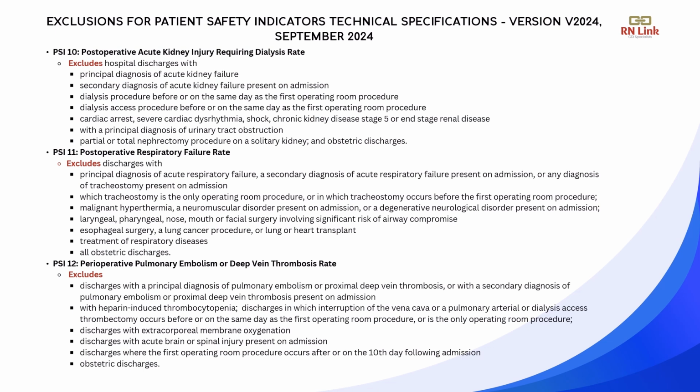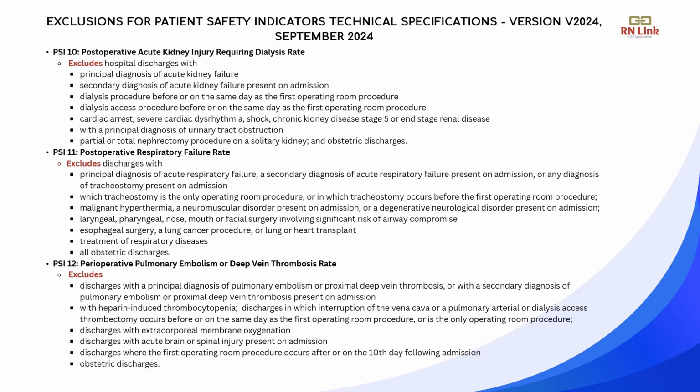Excludes discharges with a principal diagnosis of pulmonary embolism or proximal deep vein thrombosis, or with a secondary diagnosis of pulmonary embolism or proximal deep vein thrombosis present on admission. With heparin-induced thrombocytopenia, discharges in which interruption of the vena cava or a pulmonary arterial or dialysis access thrombectomy occurs before or on the same day as the first operating room procedure, or is the only operating room procedure. Discharges with extracorporeal membrane oxygenation.